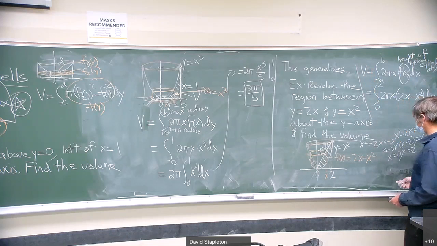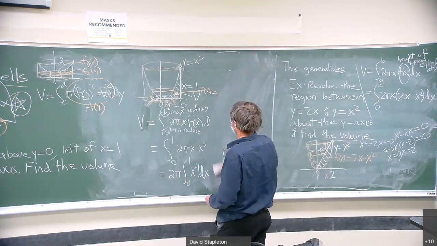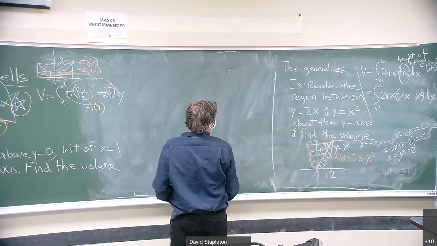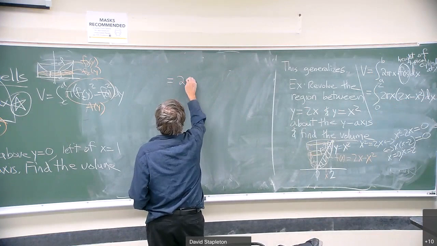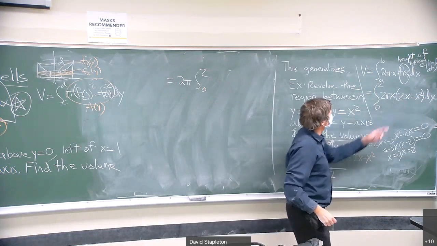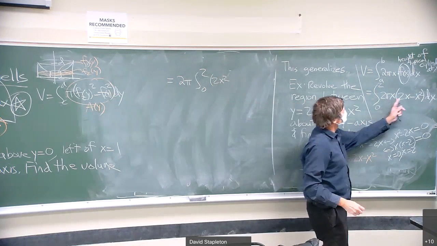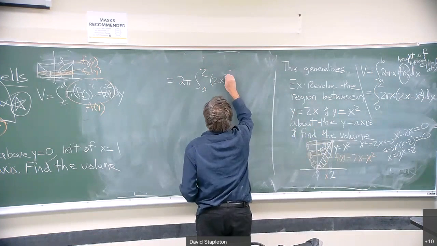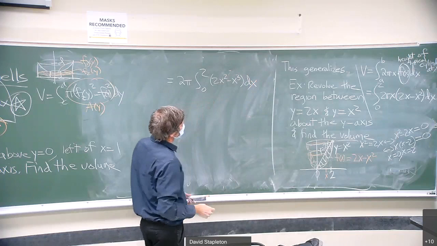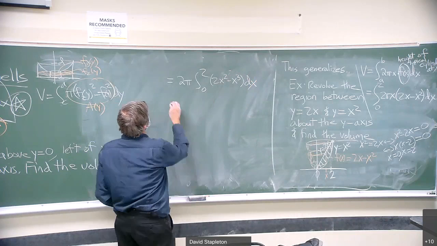All right, so we can do that one. Let me carry it over here. So I can pull the 2 pi out and take the integral from 0 to 2 and multiply x times 2x is 2x squared. And the x times minus x squared is minus x cubed. And this then gives me the volume of this solid with a little cone cut out in the middle.